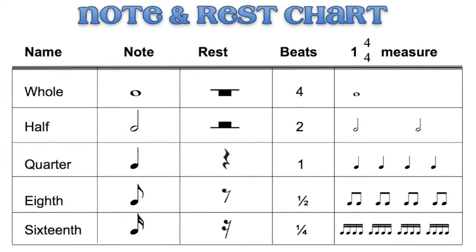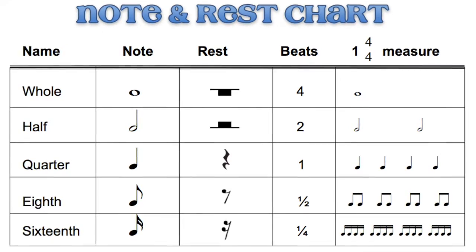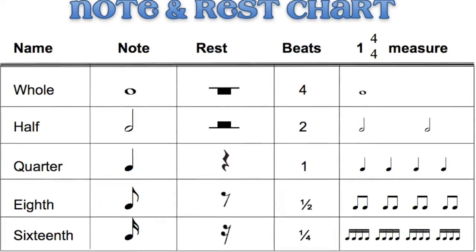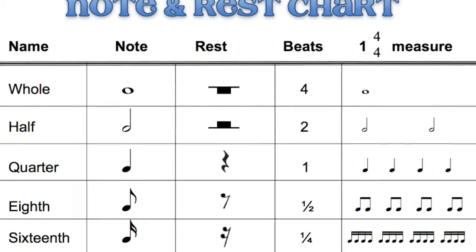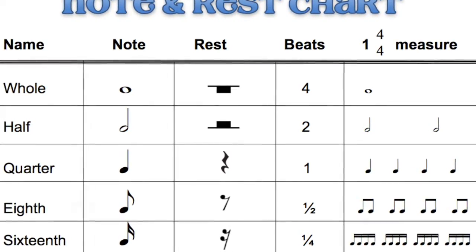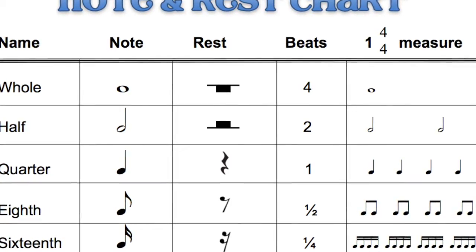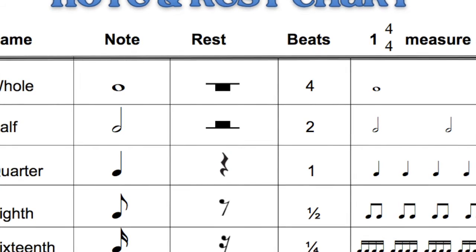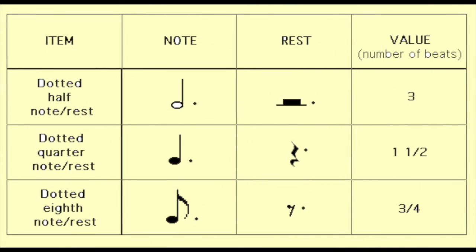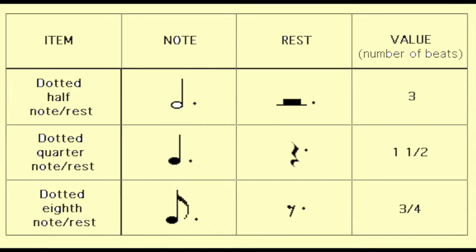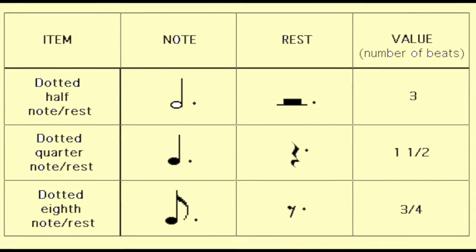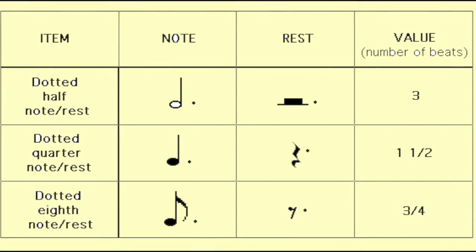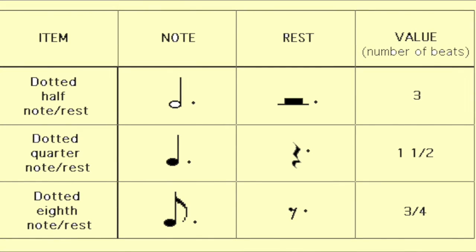As you can see, we have our whole note and whole rest worth a total of 4 beats, our half note and half rest worth a total of 2 beats, our quarter note and quarter rest worth a total of 1 beat, our eighth note and eighth rest worth a total of half a beat, and our 16th note and 16th rest worth a quarter of a beat. And then as we move to our dotted notes, we have our dotted half note and dotted half rest worth 3 beats, our dotted quarter note and dotted quarter rest worth 1.5 beats, and finally, our dotted eighth note and dotted eighth rest worth 3/4 of a beat.